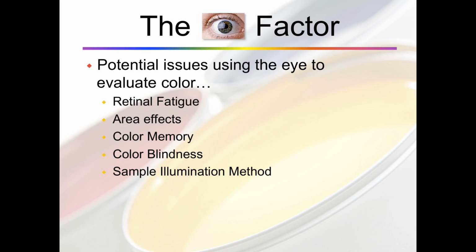Next, sample illumination method, a fancy way of saying how we light the material that we look at. We need to be very considerate of the lighting environment because the type of light plays an enormous role on our visual perception of what we're looking at.